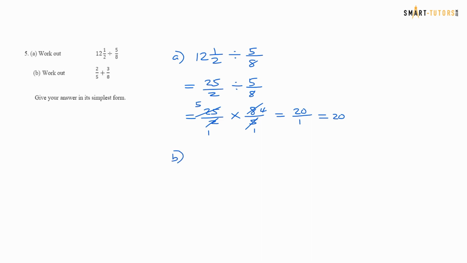B part, 2 upon 5 plus 3 upon 8. So the lowest common multiple of 5 and 8 is 40. So you need to times this by 8. 8 times 2 is 16, plus 5 times 3 is 15. 15 plus 16 is 31 over 40. That is the answer for the B part.